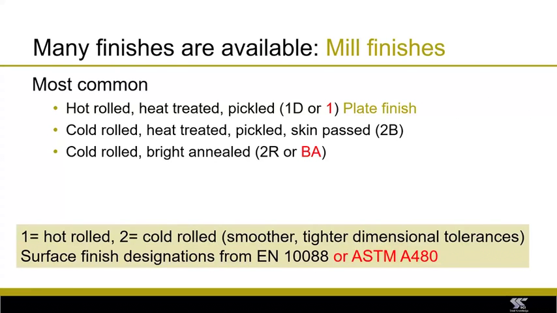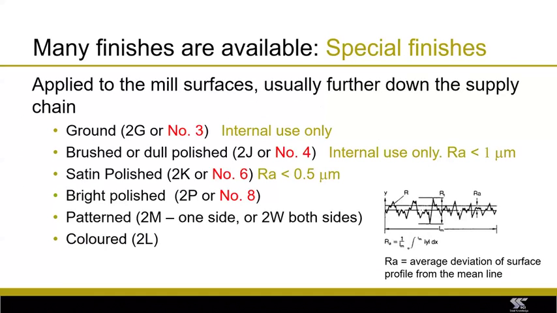A few thoughts on finish. Clearly, mill finishes, you have a 1D or a 1 finish on thicker products. If you've got thinner material, then it would generally be a cold rolled finish. These are all specified in the product standard. You can have special finishes, whether ground, right up to bright polished, patterned, coloured.